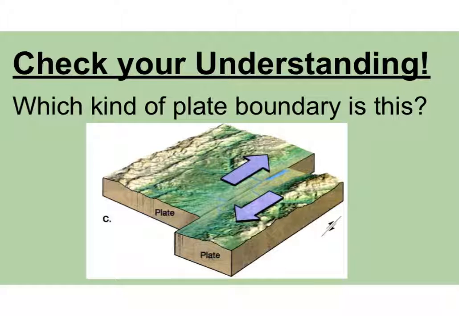All right, hopefully you figured out that that was a transform plate boundary. And we know that that's a transform plate boundary because these plates are moving side by side past one another and they are not diverging. If this was a divergent plate boundary, then we would see those two plates moving away from one another like that.